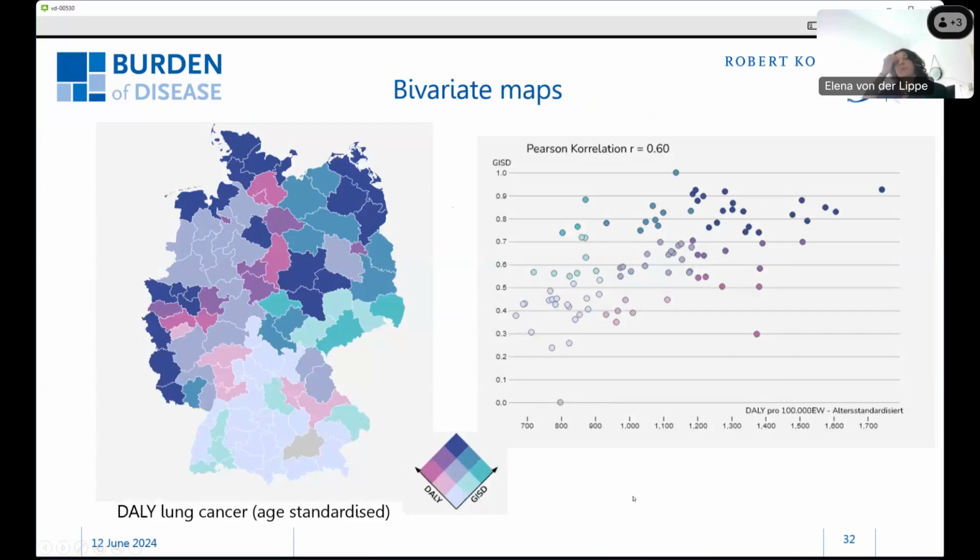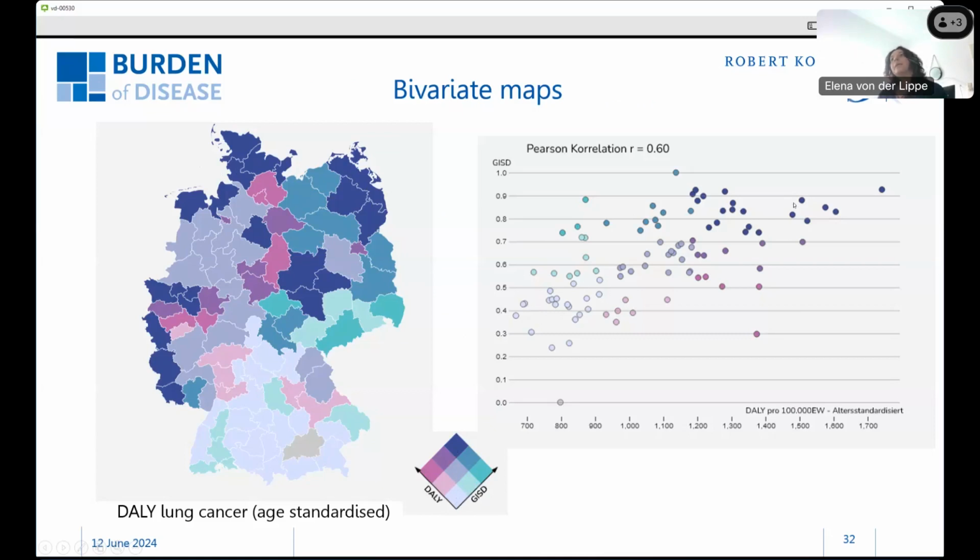So one example of what I meant with the deprivation index. We are working on bivariate maps, which will be published soon on our webpage, where we plot the correlation between the DALYs and the deprivation index. So the higher DALY and the higher deprivation index leads to very dark blue, and the low DALY and low deprivation index is the very light blue. So ideally, if you have a linear correlation, you will observe only these 3 colors.